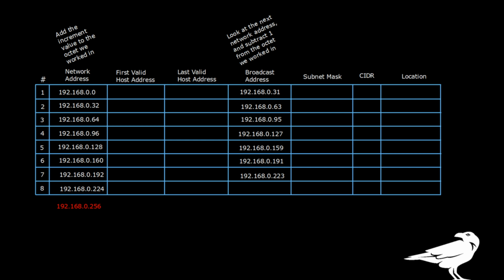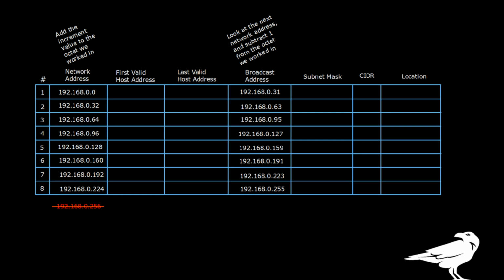And then, for the very last one, if I look at the wrong network address I created in red there, 192.168.0.256, and I minus 1 from that, gives me 192.168.0.255. Remember, we're always working in the fourth octet with Class C subnetting. And we're always messing with the octet that we were working with. Now that that little incorrect network address has served its purpose, let's just scratch it out.